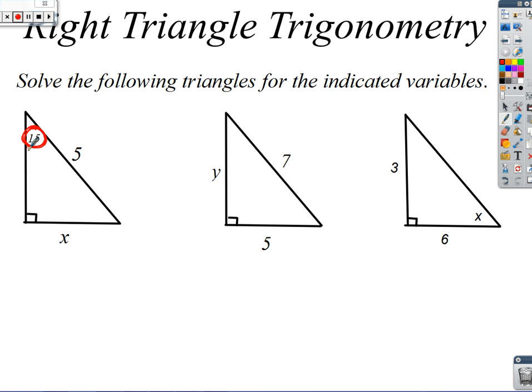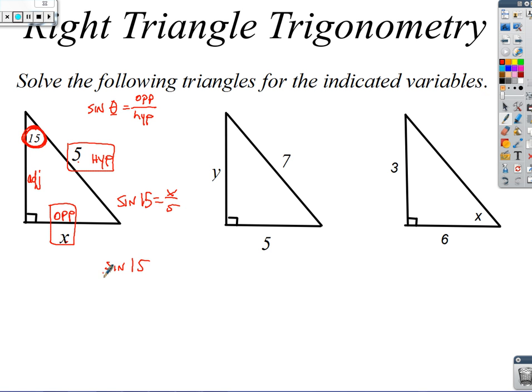Then label your sides. Well, the hypotenuse is always the hypotenuse. Based on where your angle is, this is opposite, and this is adjacent. So we're looking for the trig ratio that involves opposite and hypotenuse. That would be sine. The sine of an angle equals opposite over hypotenuse. Now I fill in the blanks. I know the angle is 15, so the sine of 15 equals x, opposite, over 5 hypotenuse.